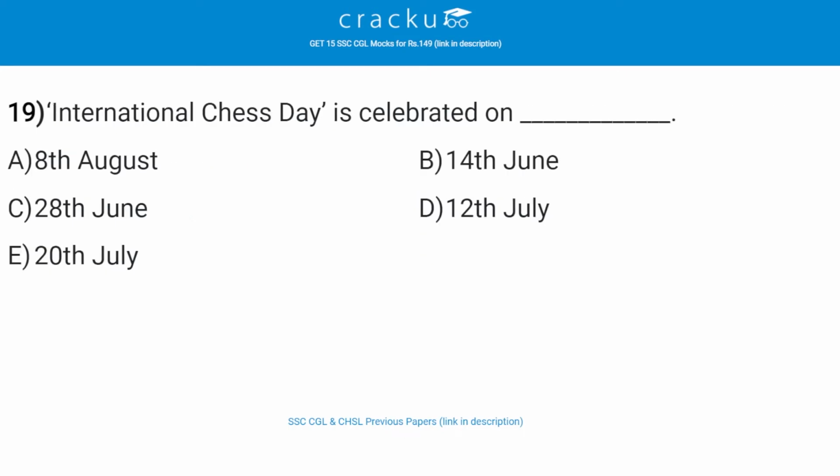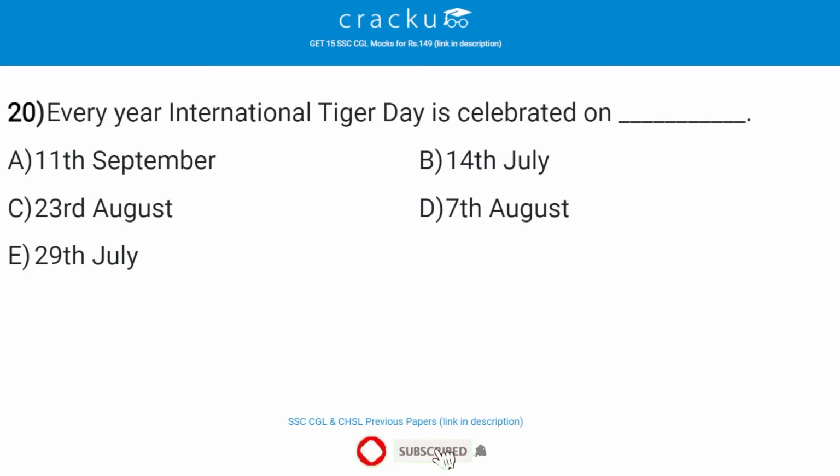International Chess Day is celebrated on dash. The correct answer is E, that is 20th July. So, the idea to celebrate this day as International Chess Day was proposed by UNESCO, and it has been celebrated since 1966. Every year International Tiger Day is celebrated on dash.